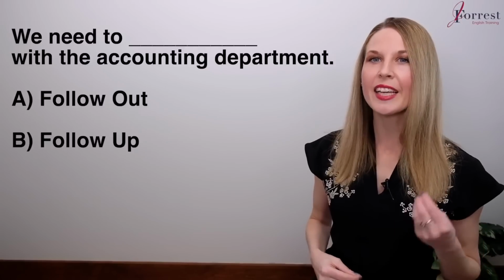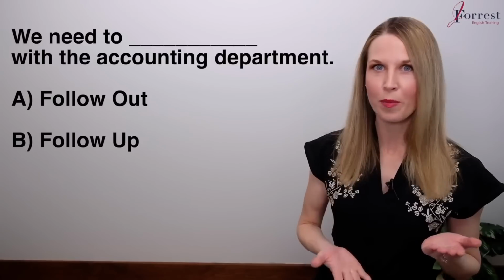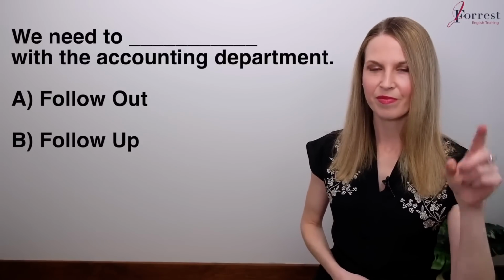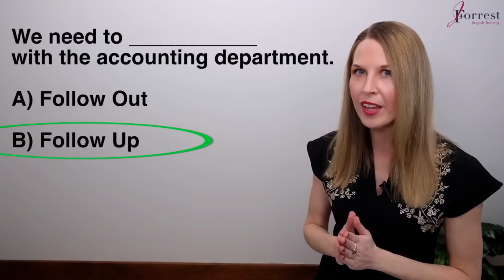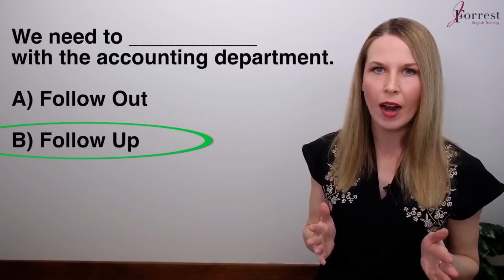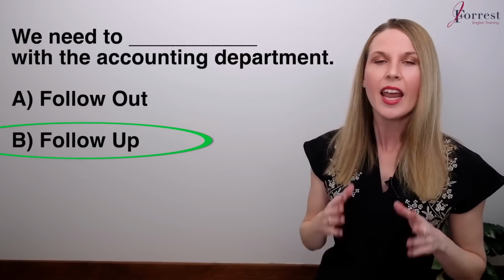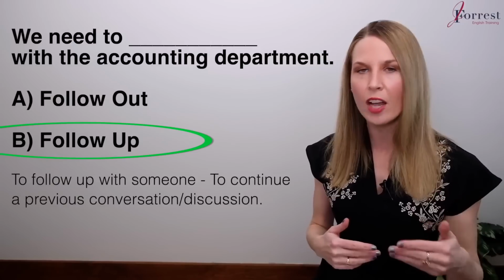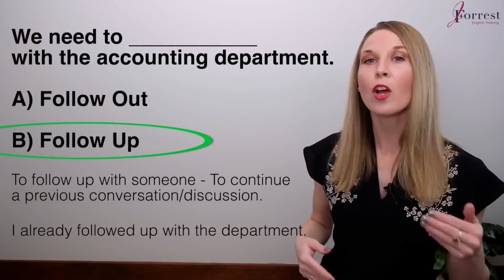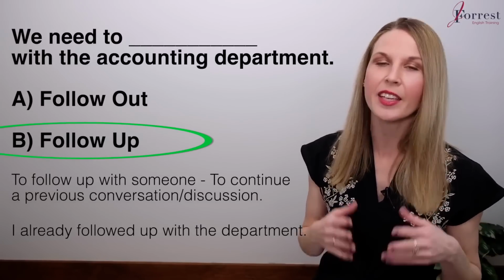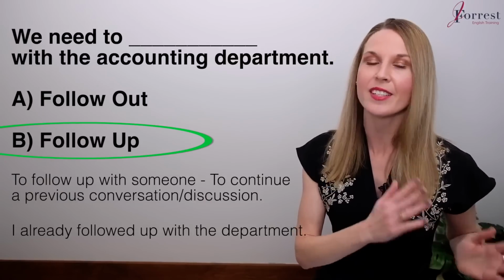Number 5, we need to blank with the accounting department. A or B? The answer is B, follow up with. Grammatically, A is incorrect. You don't follow out with someone. You follow up with someone. And this means that you continue a discussion or conversation that was previously started. I could say, I already followed up with the accounting department. I already continued the conversation we had previously started.